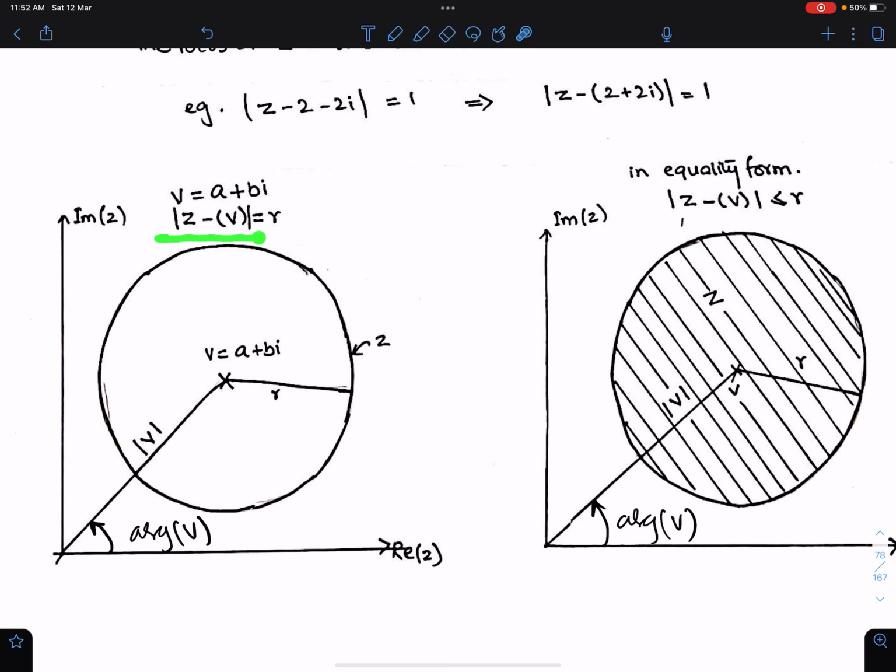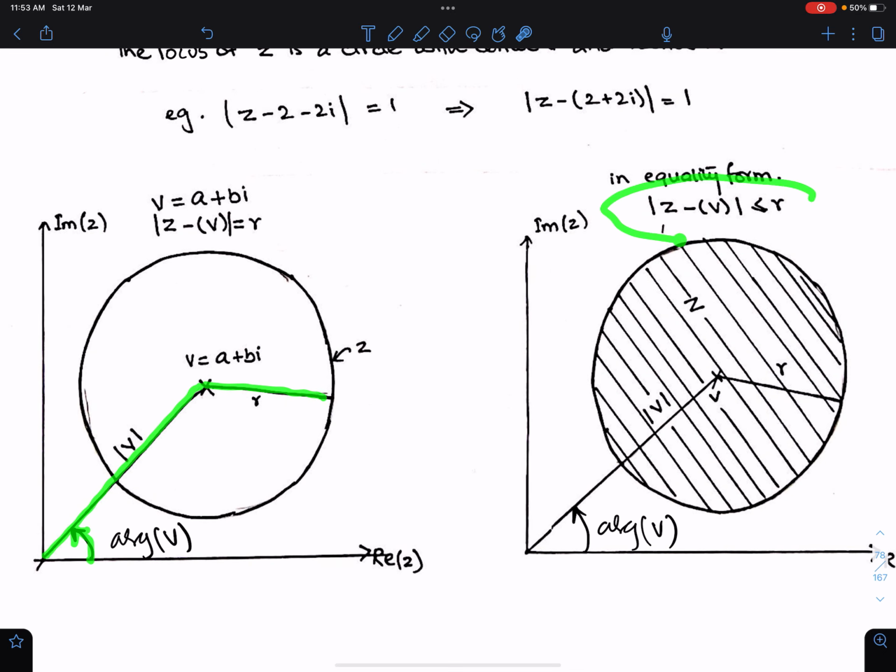Well, if this is the equation of this circle and if this is the center, then this is the Argand diagram of this circle. Since we have equal signs, so z is anywhere on the circumference. And this is the center. Since both the parts of the complex number are positive, so center is in first quadrant. This is the modulus of the center, this is the argument of the center, and this is the radius of the circle.